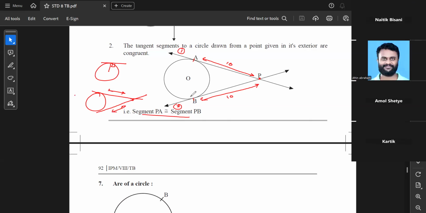Yes, Naitik, tell me. Sir, how did they get this, that they are always congruent? There is a proof which is not discussed with you right now because I am assuming the proof is lengthy, most probably that is the reason it wasn't discussed with you. But yes, there is a proof. Right now it is not our concern. Most probably next year you will be taught that proof. Okay.